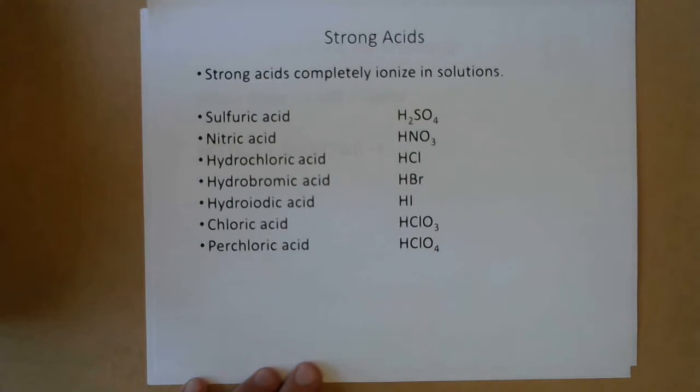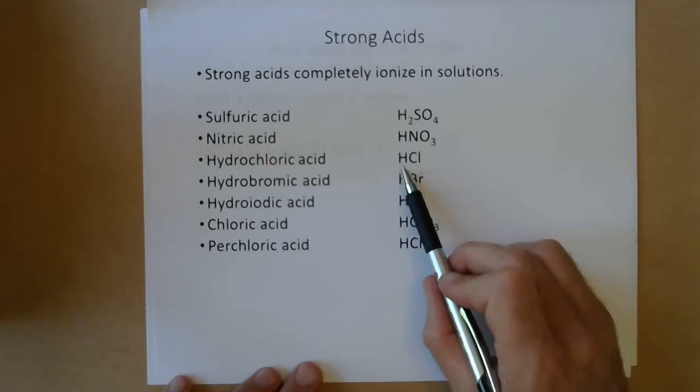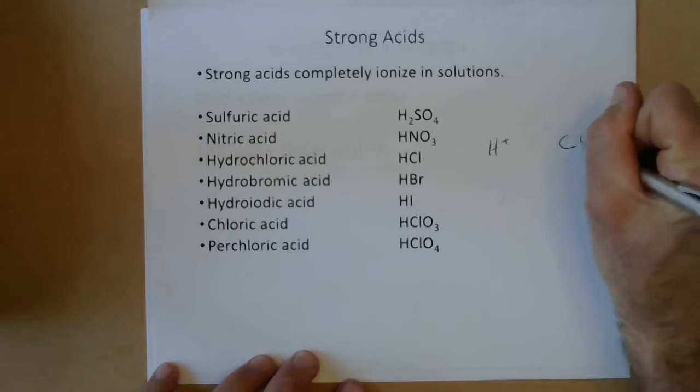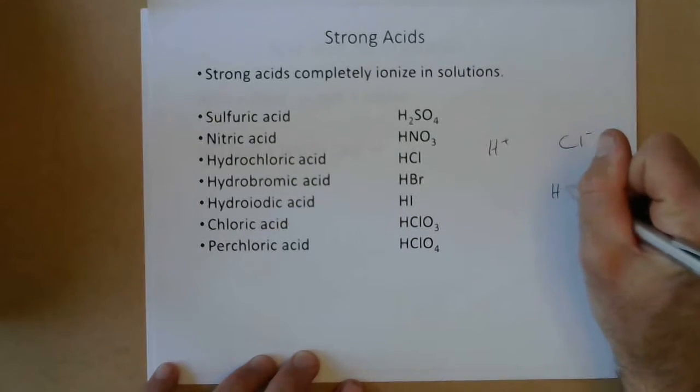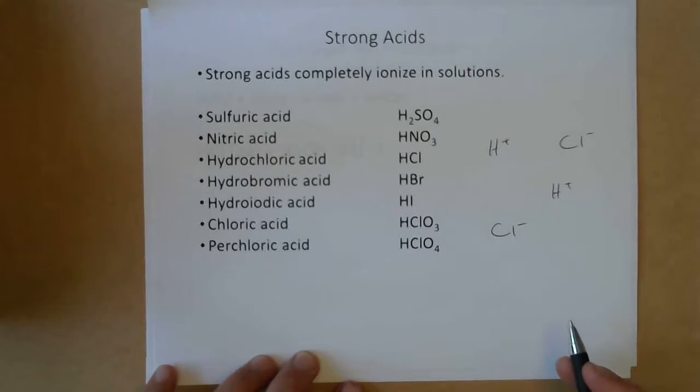There are 7 strong acids, and you should remember these 7 strong acids. These are ones that completely ionize in solution. So when you put hydrochloric acid into a solution, 100% of it is present as hydrogen ions and chloride ions. 100% of it breaks apart into these parts.